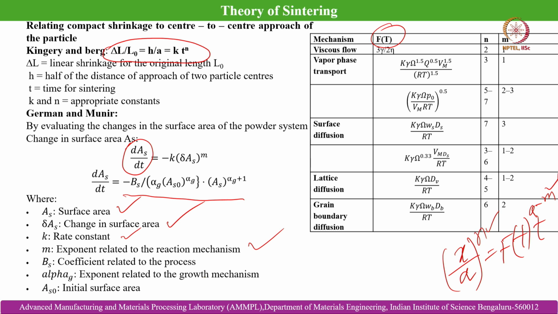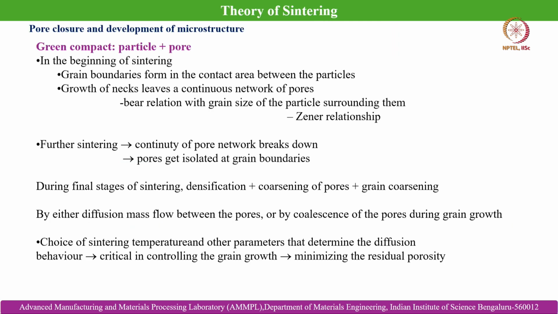So, these are the different mass transport mechanisms given by different scientists, and you can see in this table that the appropriate expression for the different mass transport mechanisms involved in sintering is given. Then, sintering deals with the pore closure and development of microstructure. It is basically the diffusion happening between the neighboring powder particles that is responsible for finally generating the grain morphology and microstructure in the sintered compact.